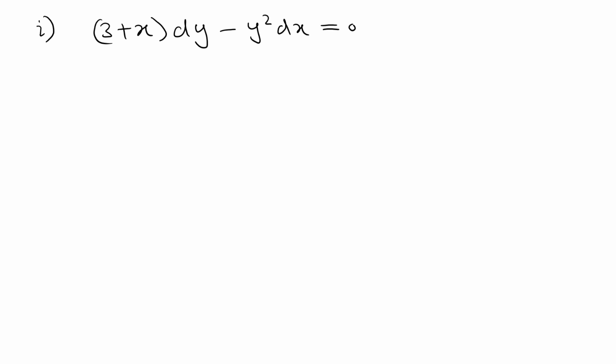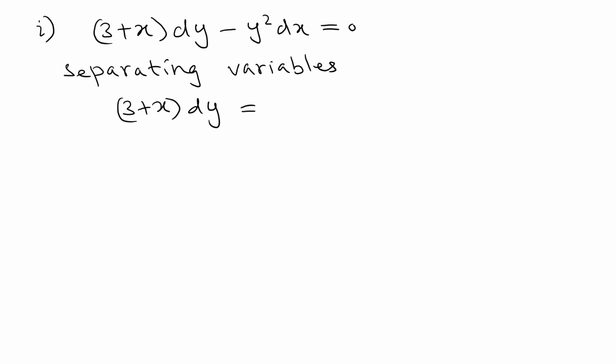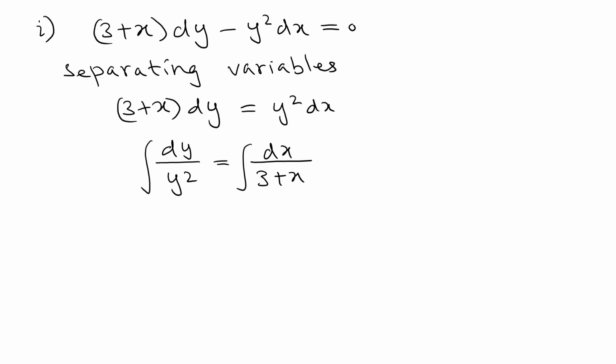So separating variables, first you have (3 plus x) dy equals y squared dx, and then we divide. So we can write it like this. And integrating, now how to integrate the left side? On the left side you have 1 over y squared. 1 over y squared you can write as y to the negative 2. Now we can use the power rule. So power rule, you add 1 and divide by that. So it becomes negative 1 over y.